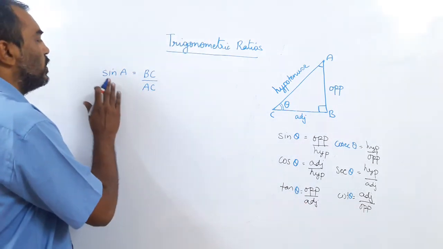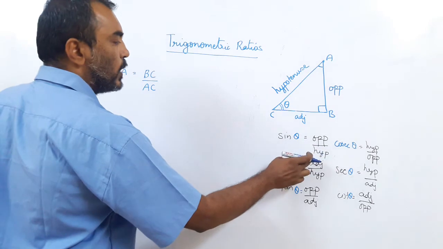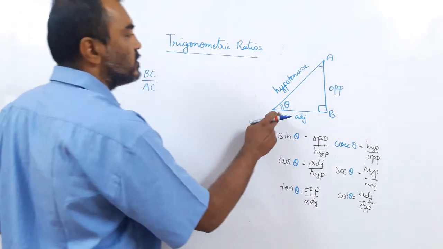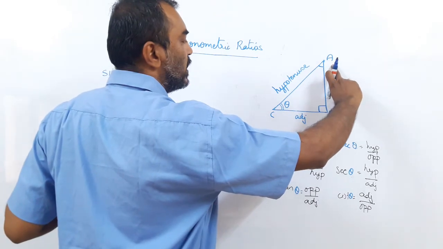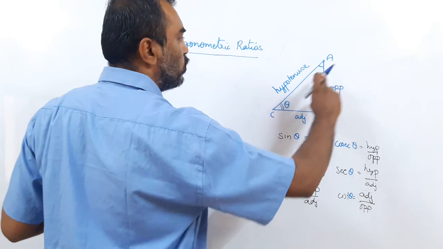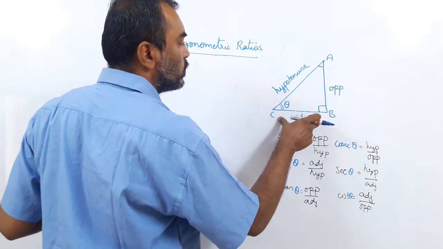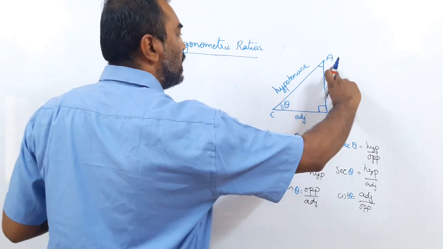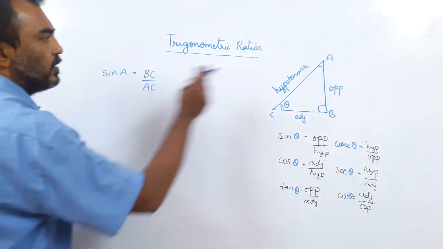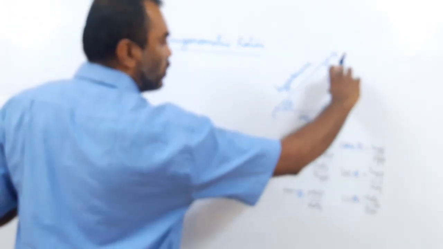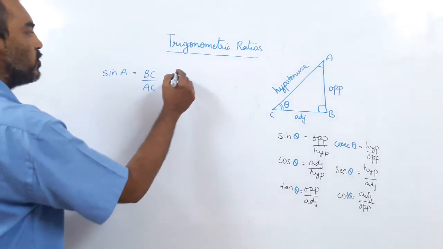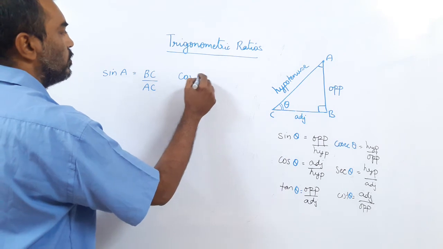So here you remember, sine is what? Opposite upon hypotenuse. Depends which angle you take. So if you take angle C, then AB is the opposite side. But if you take angle A, then BC is the opposite side. If you take angle C, AB is the opposite side. So which angle you take? So here sine A will be opposite BC upon hypotenuse AC. Right? So what will cos A be?